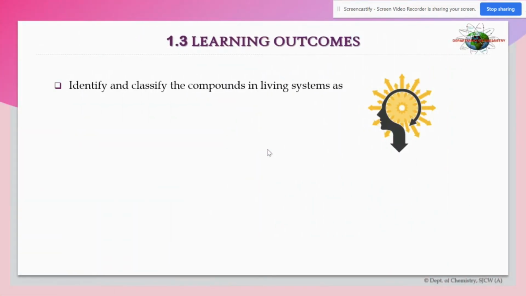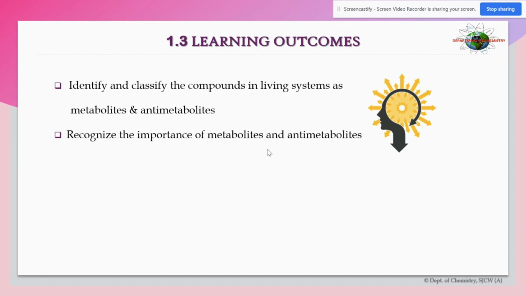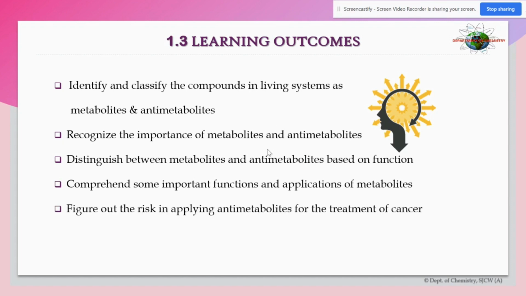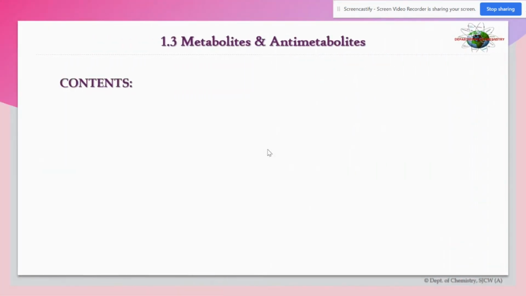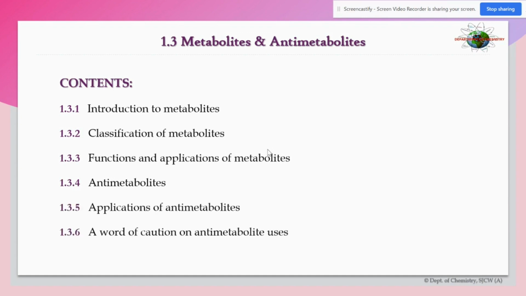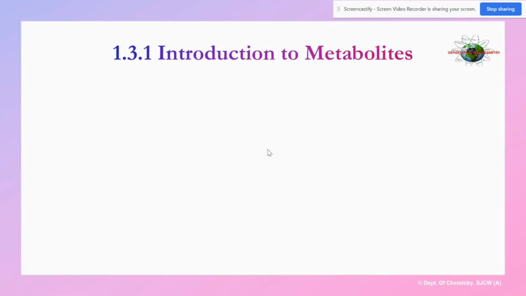Learning outcomes. By the end of this chapter, learners would be able to identify and classify the compounds in living systems as metabolites and antimetabolites, recognize their importance, distinguish between them, comprehend some important functions, and figure out the risk in applying antimetabolites for the treatment of cancer. Contents: introduction to metabolites, classification, functions and applications, antimetabolites, applications of antimetabolites, and a word of caution on antimetabolite uses.